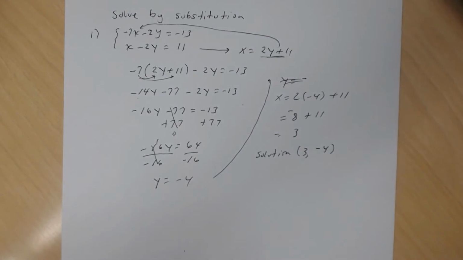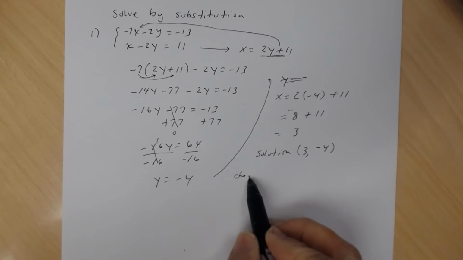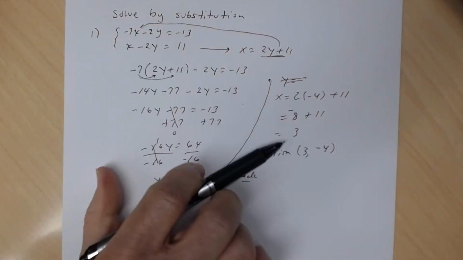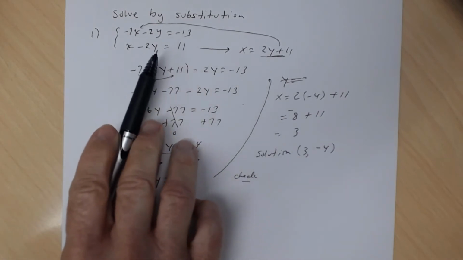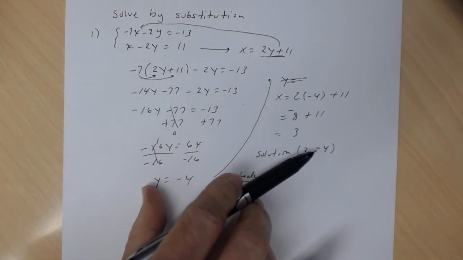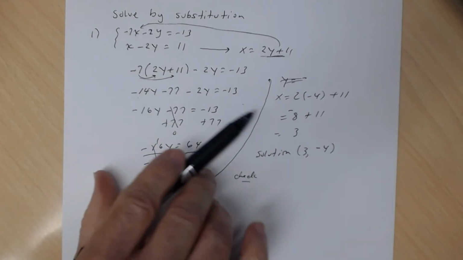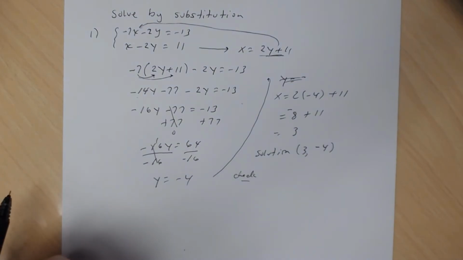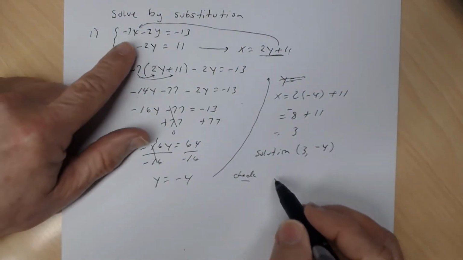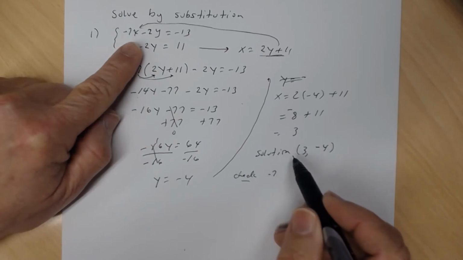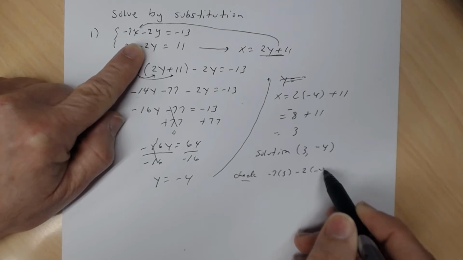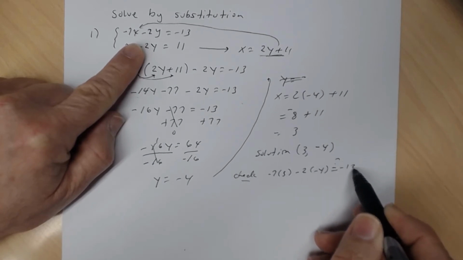So that's the solution. You can always check your work, so let's check and see if this is correct. To check it, you go back to the original two equations, and where we see the variable x, you substitute 3, and where we see the variable y, you substitute -4. Basically, the solution better satisfy both equations at the same time. So I get -7 times x, x is 3, and then -2 times y, y is -4, and I want to see if that's going to equal -13.